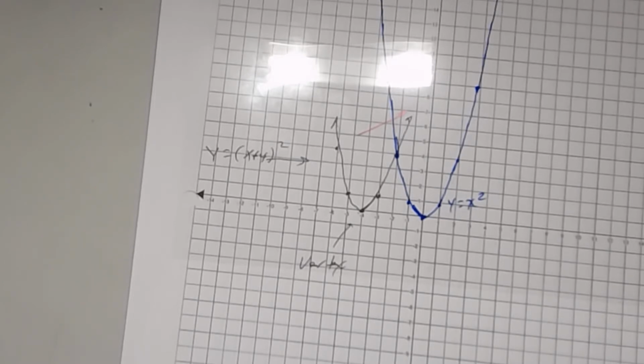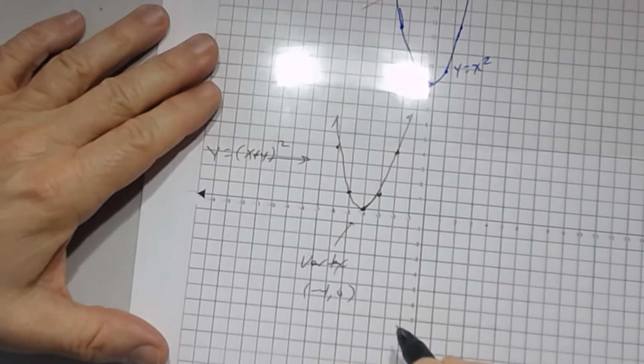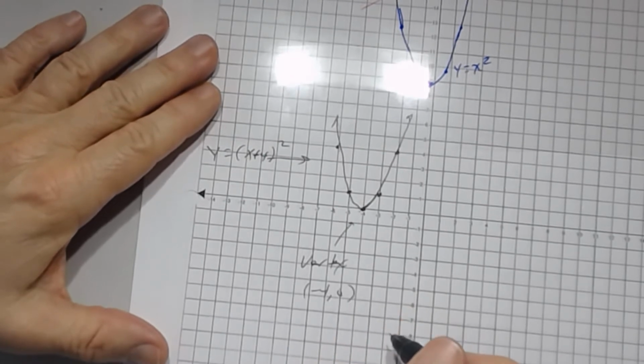So if your vertex was at the origin, you go to the left 4, it's still on the x-axis, right? If you're still on the x-axis, my y value is still 0. But what's my x value? If I go to the left, -4. So vertical is up and down, horizontal is right or left.